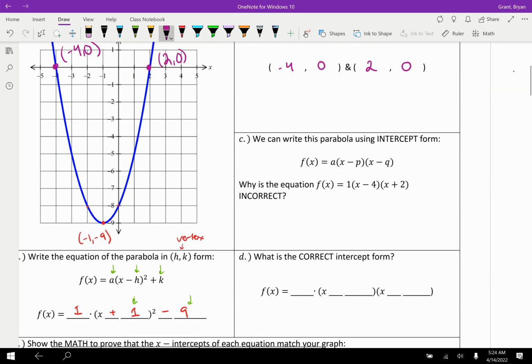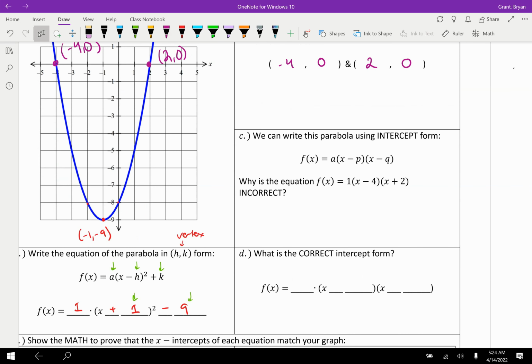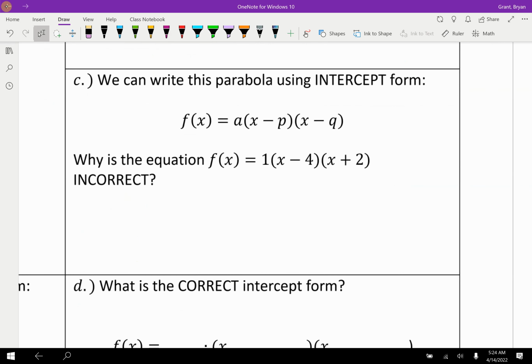Alright, so we should be able to write this parabola using intercept form. Intercept form, as a reminder, is going to have that a, that value that affects the slope of the graph, and x minus p times x minus q, where p and q are really just placeholders standing in for specific numbers. My first question is, how come this equation is incorrect?